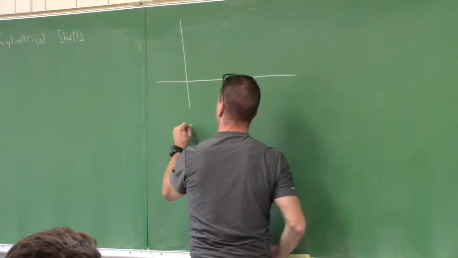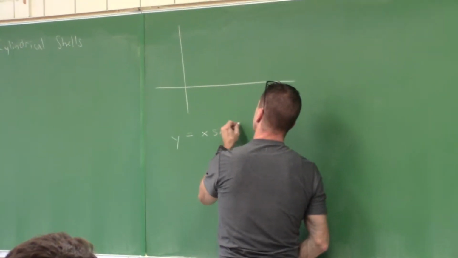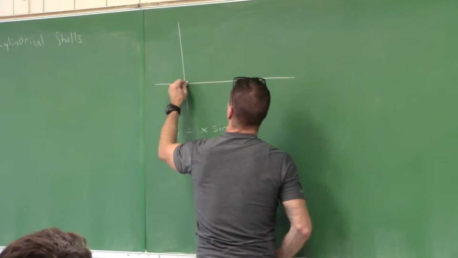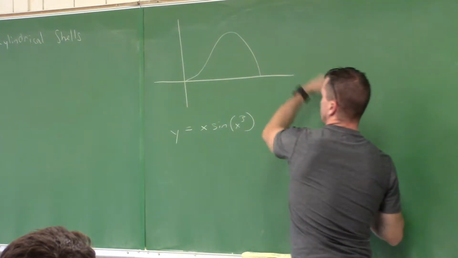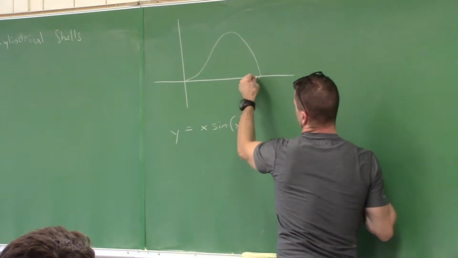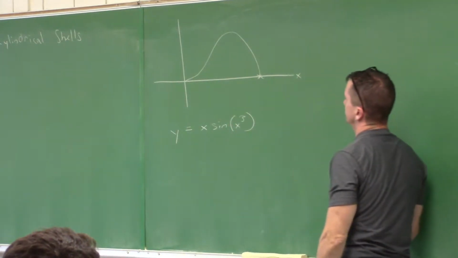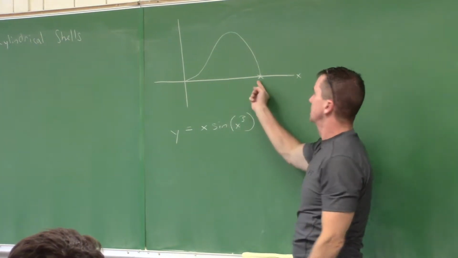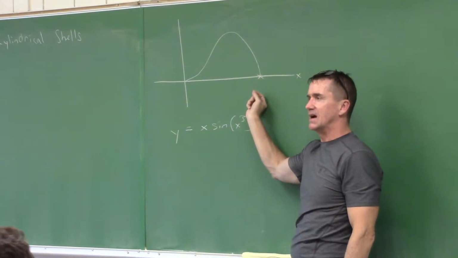This is y equal to x times sine of x cubed. And this graph just comes up like this, and then it goes like this, and it keeps going like this. But it intercepts here, everyone, on the x-axis. Some of you probably already know, isn't the sine of pi equal to 0? You all agree sine of pi is 0?